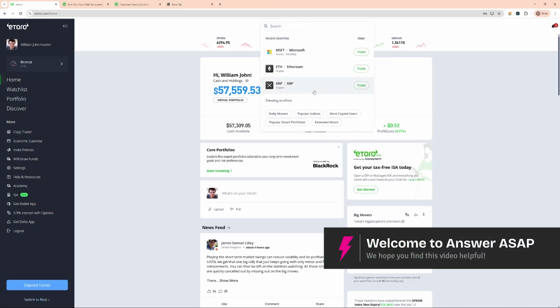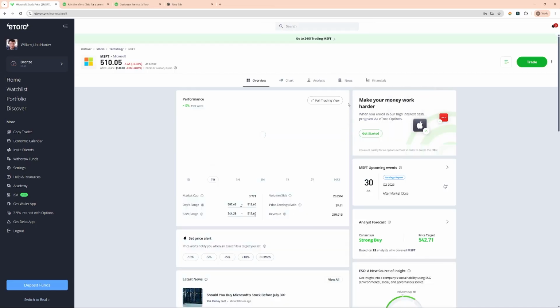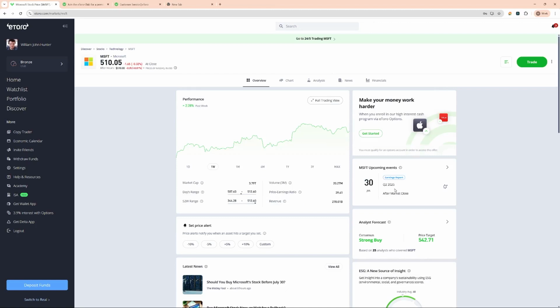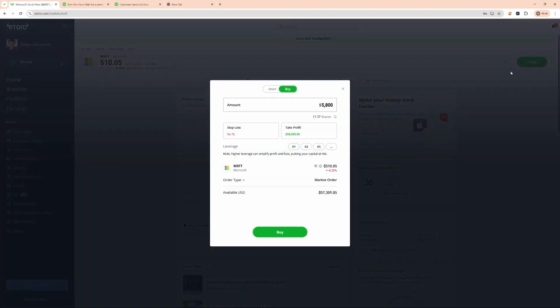In this video I'm going to show you how to use leverage in eToro. So first things first, you want to find a stock that you want to buy. For the sake of this tutorial I'm using my practice account, and here we can go ahead and trade this stock. For this example I'm using Microsoft. Now when we open up the trade tab we have the option to either short or buy the stock.